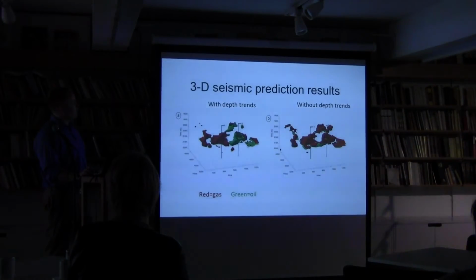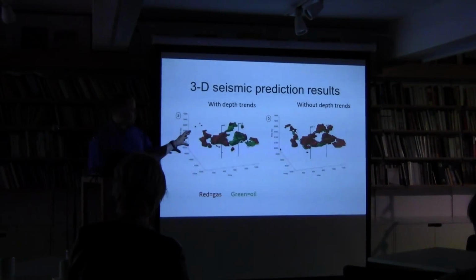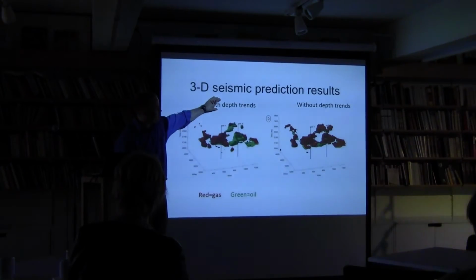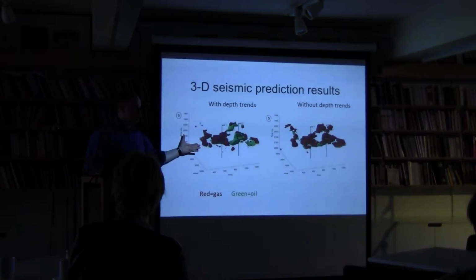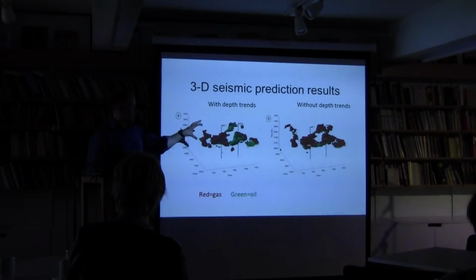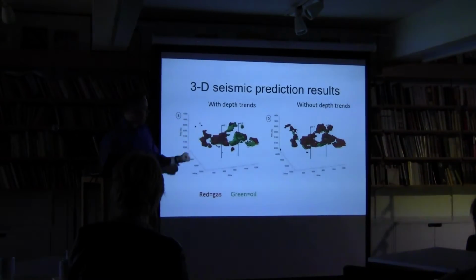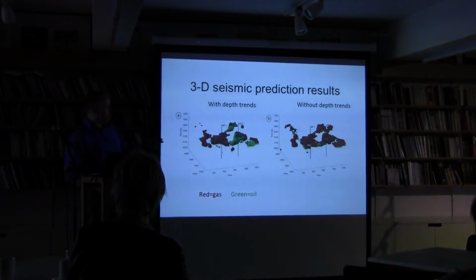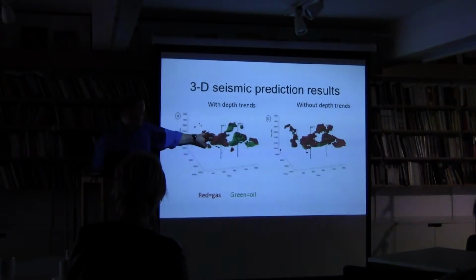And these are the prediction results shown in a 3D view. And now you see the results if you take into account these depth trends and do this classification. So we first have done seismic inversion, and then you use this probabilistic, Bayesian technique to predict the most likely classes of facies and fluids. And in this case, you see here that red is the gas.